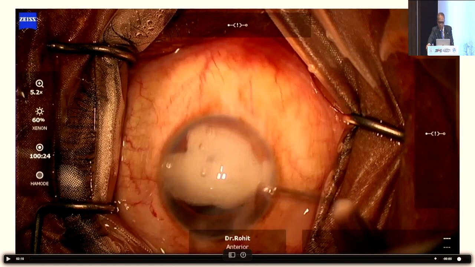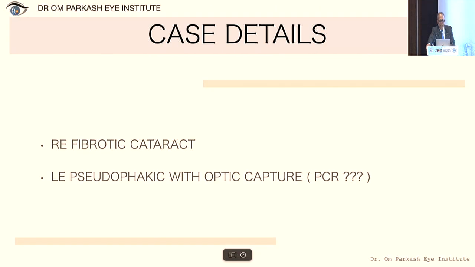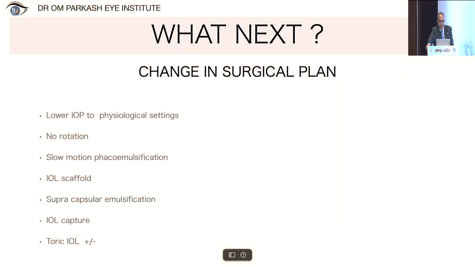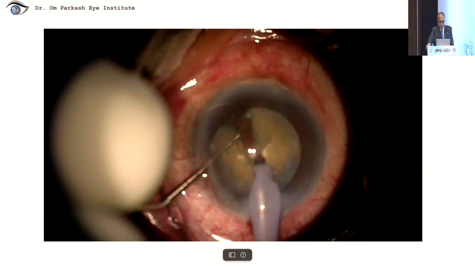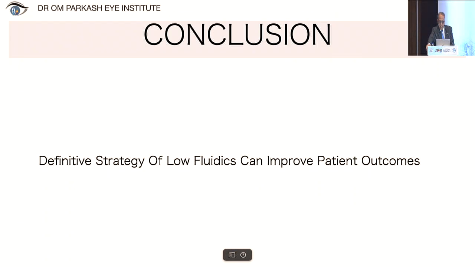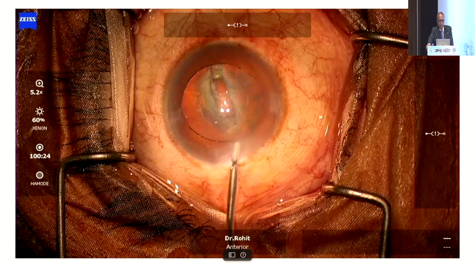Triamcinolone staining showed that there was hardly any vitreous in the anterior chamber. I think I can show you the post-op. Let's forget about it. So now, moving on to the next case.